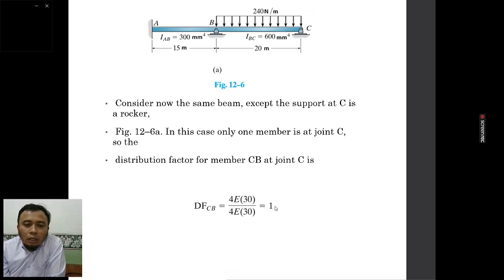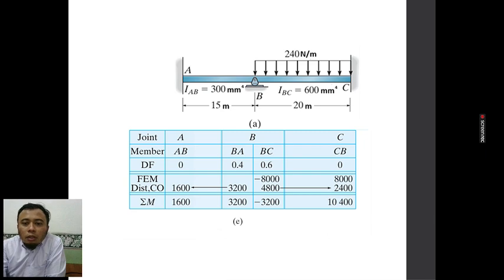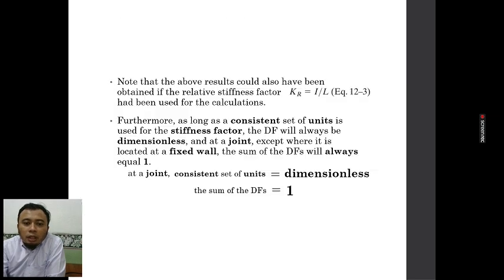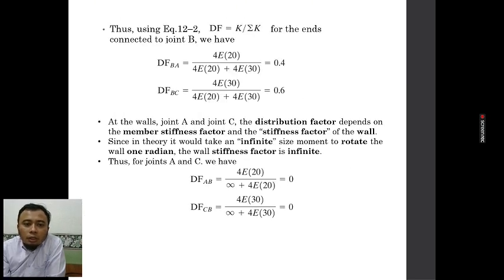This is K over the summation of K, because there is only one K, so it is divided by the same K value. So your distribution factor is 1, compared to the previous one. Because it is a wall, the distribution factor is 0. As you can see here, the distribution factor at joint A is 0.